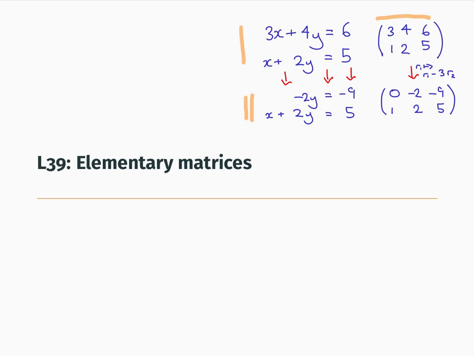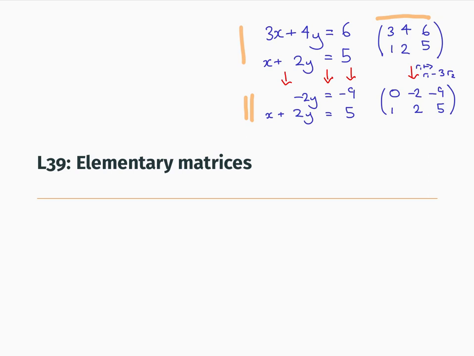But if you look at the effect on the augmented matrices, well, that is precisely subtracting 3 times the second row from the first row. In other words, it is doing the row operation which subtracts 3 times row 2 from row 1 to the augmented matrix.